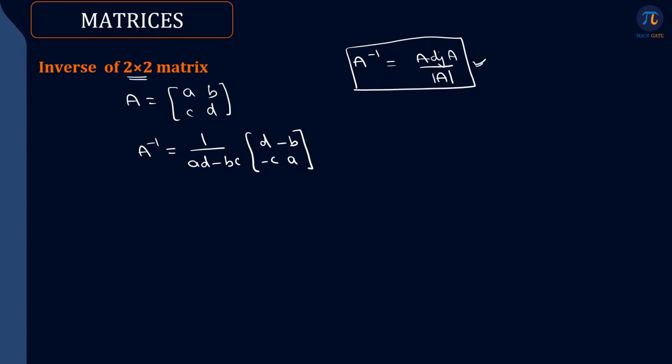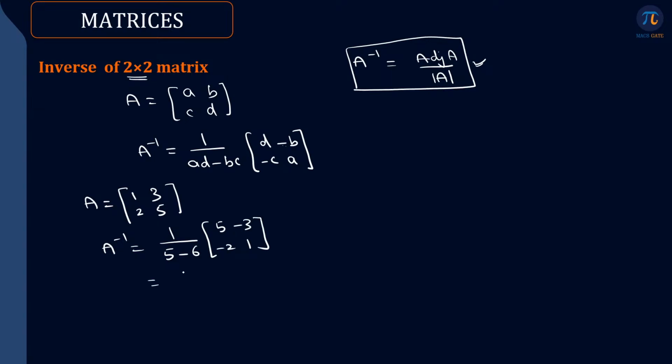Swap main diagonal elements and change the sign of off diagonal elements. For example, if you have the matrix 1 3 2 5, then what is A inverse? 1 by 5 minus 6. So main diagonals you swap and change the sign of off diagonal elements. So that is 1 by minus 1, so minus 1 into 5 minus 3 minus 2 1. When you multiply with minus 1, it is minus 5 plus 3 2 minus 1.